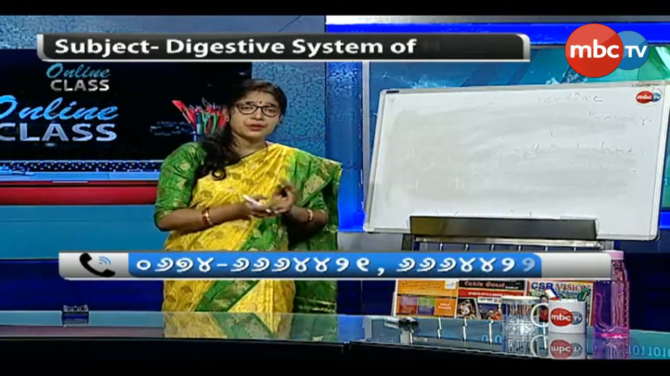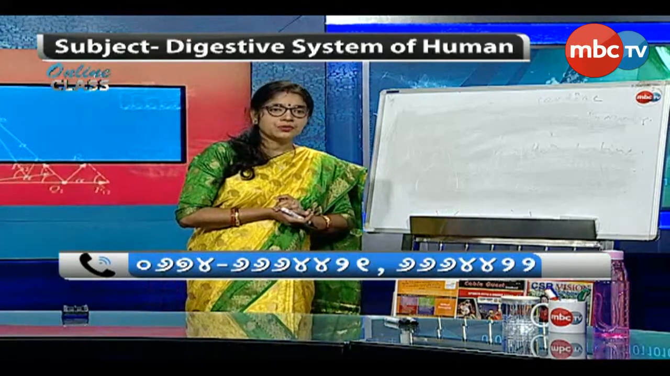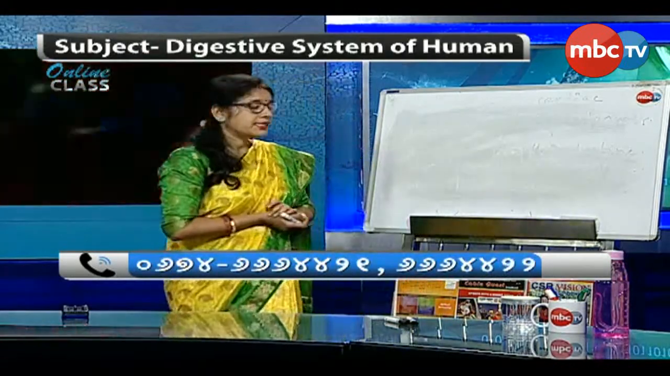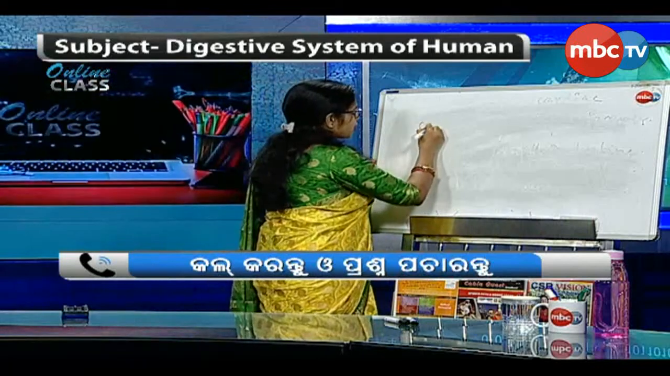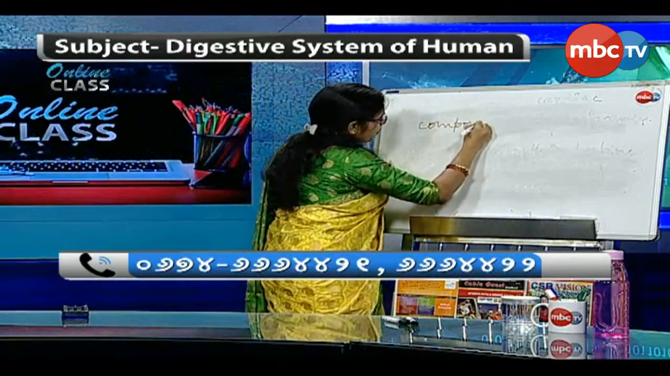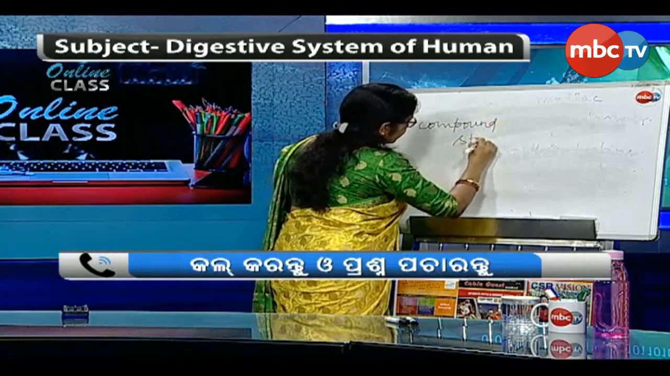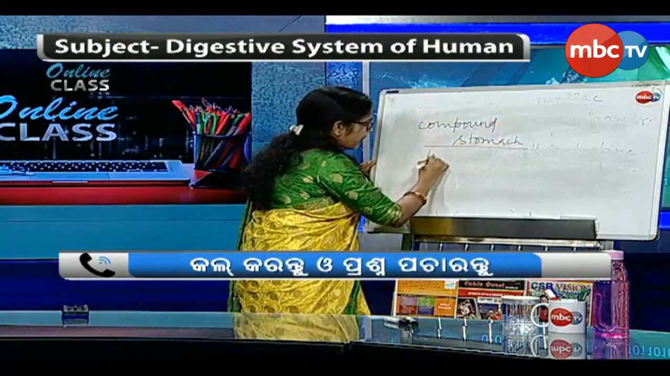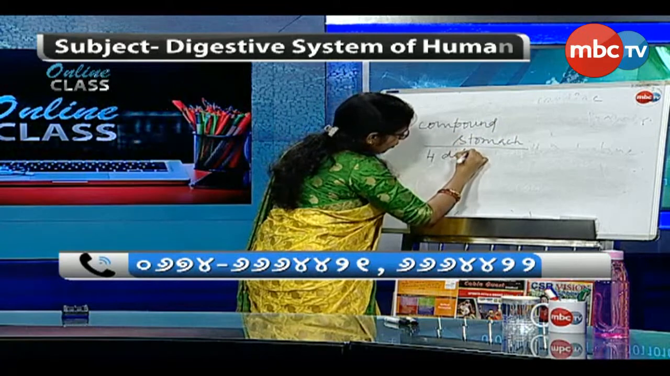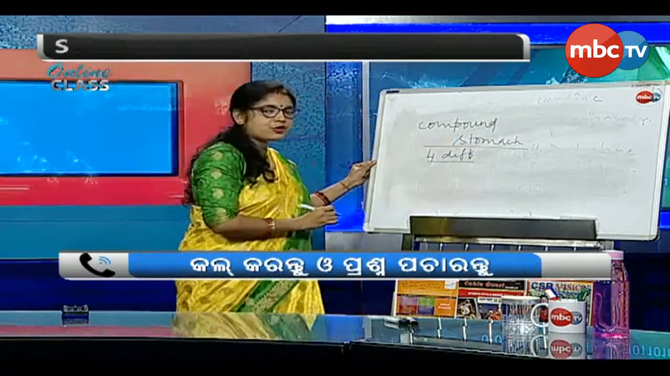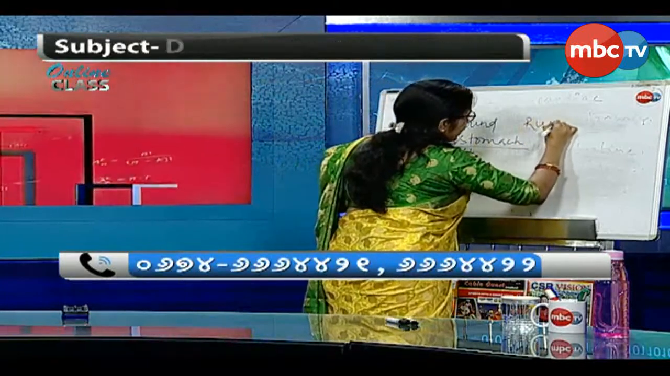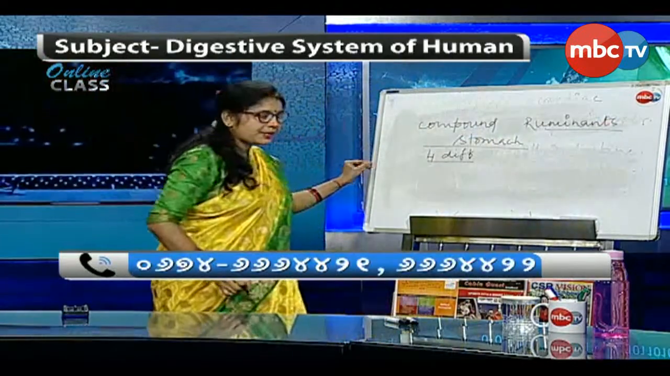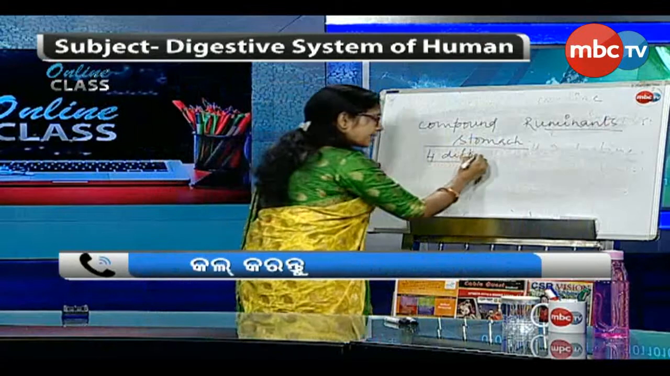So, what were we discussing? We were discussing the structure of the stomach in the case of ruminants. In ruminants, the stomach is said to be a compound stomach. Why is it known as a compound stomach in ruminants? Because it is formed by 4 different parts. So, what are the different parts?